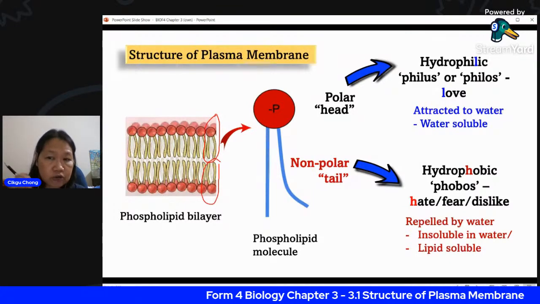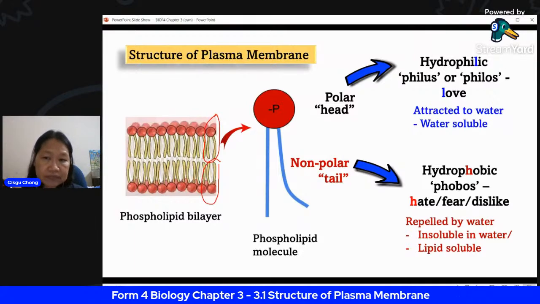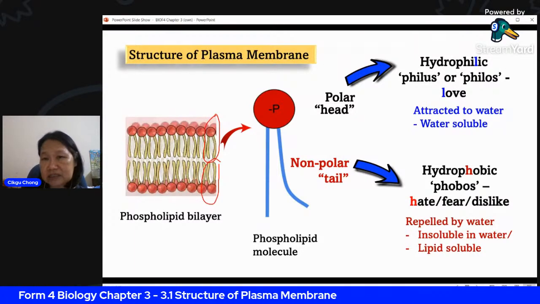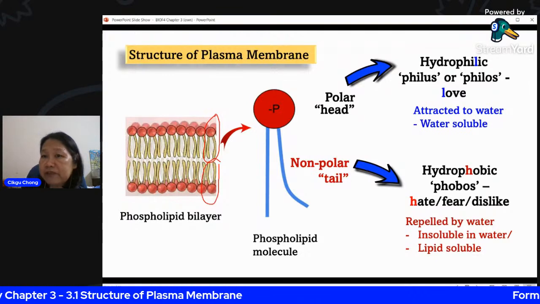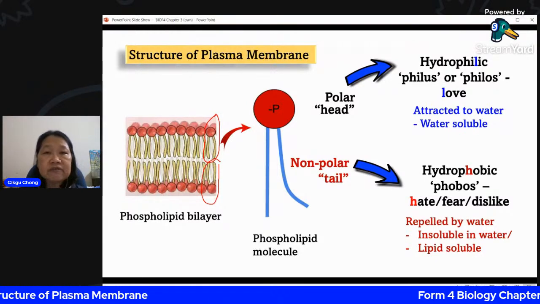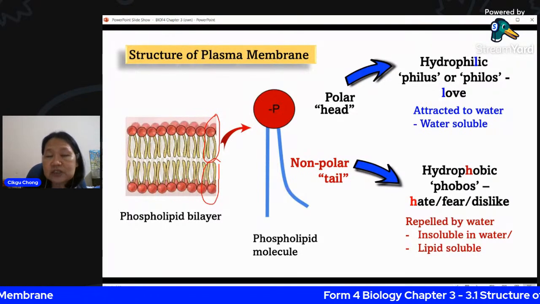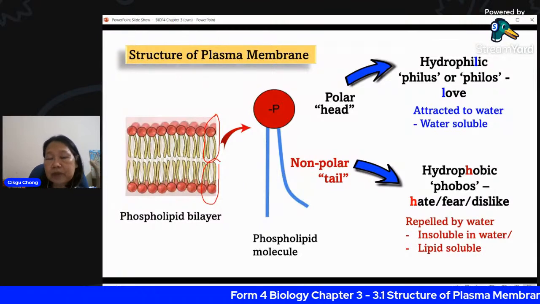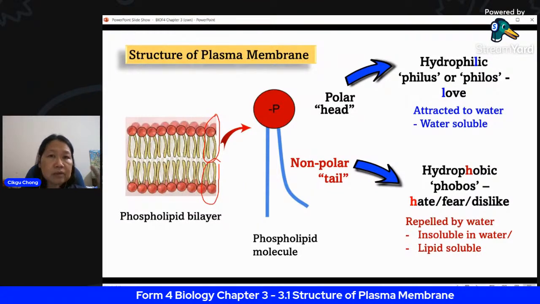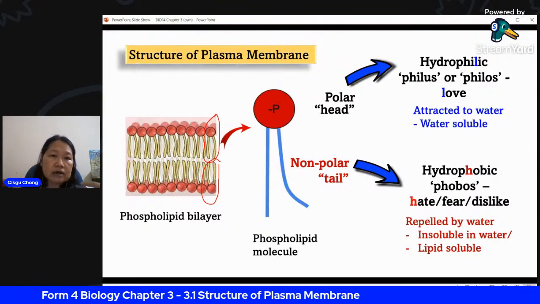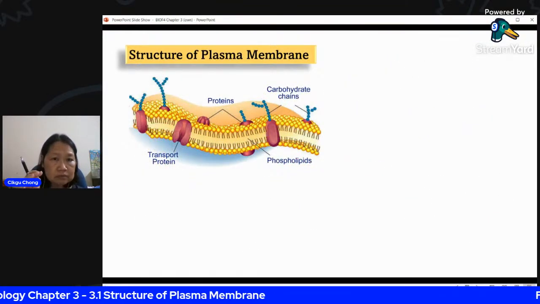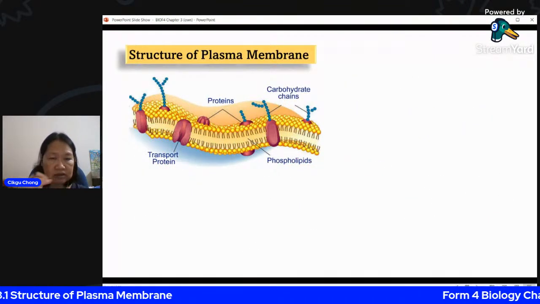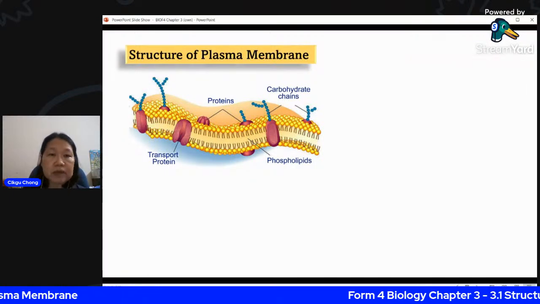So hydrophobic, see the P and H here, that means hate or do not like. So remember, philic is love, phobic means fear. It doesn't like water. So this is the characteristic of your phospholipid molecule. Now we need two of those to sandwich it. Then you have your phospholipid bilayer.